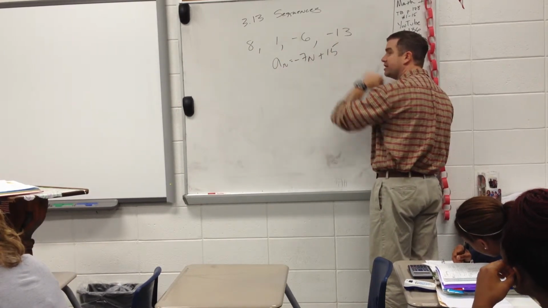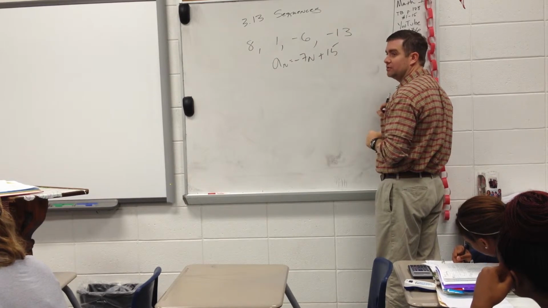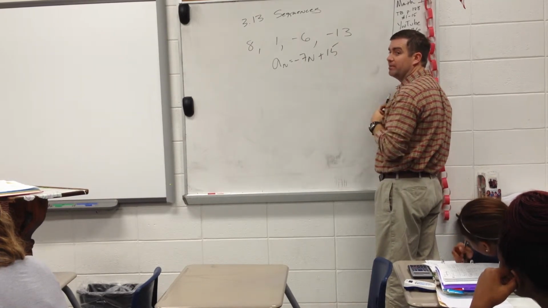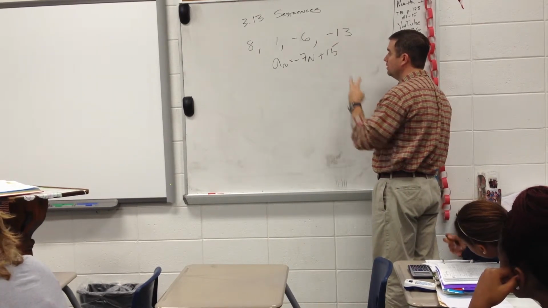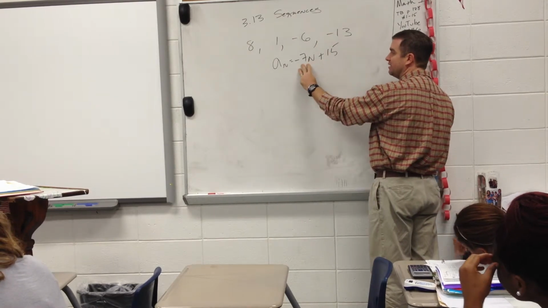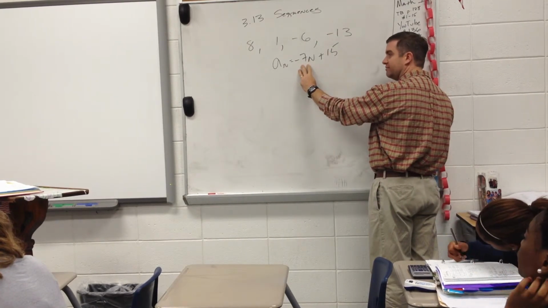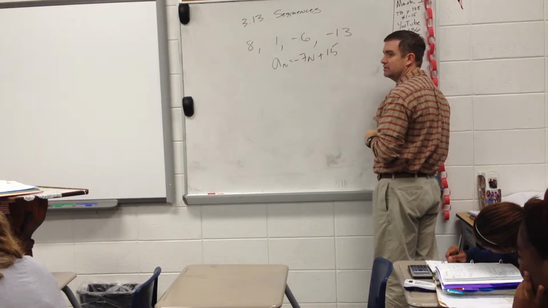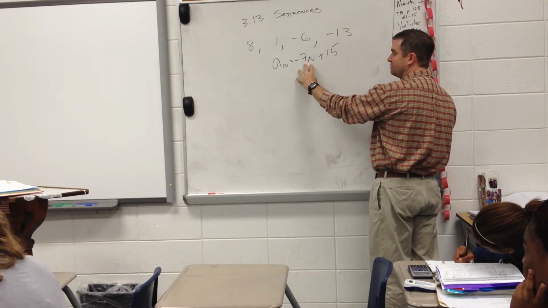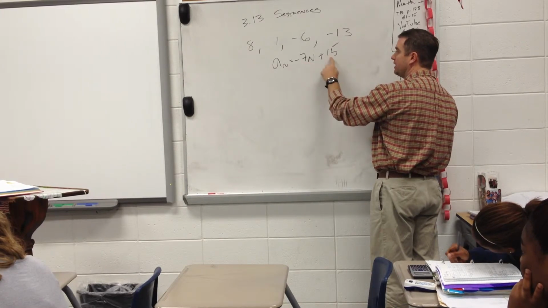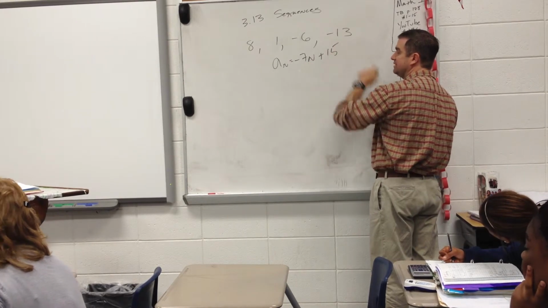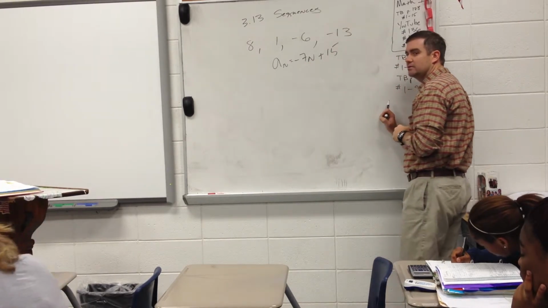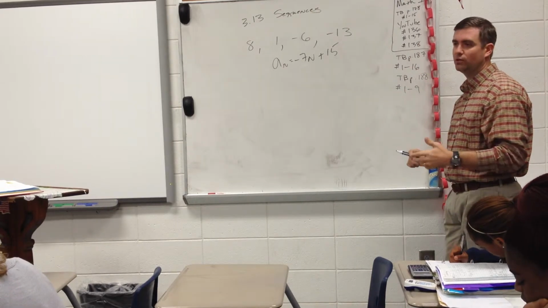Yes. Do I need to check all 4, or can I just check the first 2? The first 2. You need to check all 4 to make sure it works. What's 3 times negative 7? Negative 21. Negative 21 plus 15 equals negative 6. What's 4 times negative 7? Negative 28. Negative 28 plus 15 is negative 13. And so on and so on and so on.